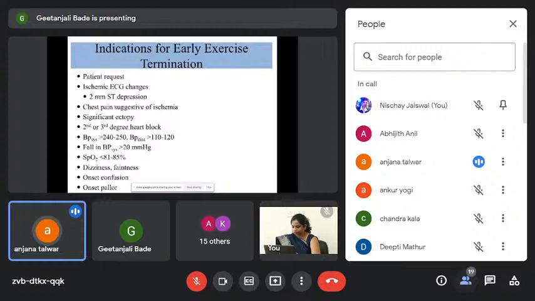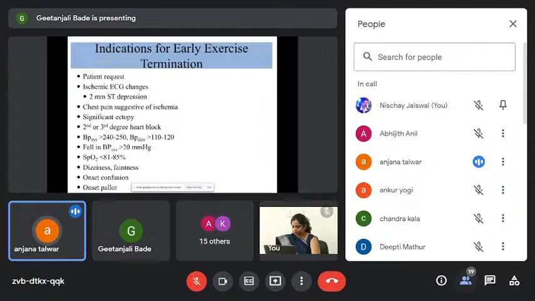If there is any dizziness or faintness spell, onset of any confusion indicated by the patient, or a sudden pallor, then also we must stop or terminate the exercise and discontinue it.